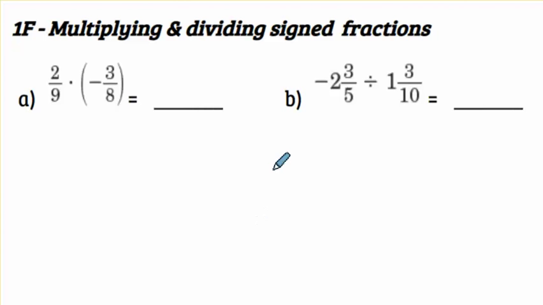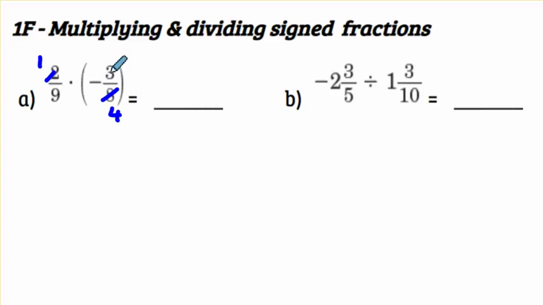Okay, multiplying and dividing fractions do not involve common denominators, but they do involve cross-simplifying if we can do it. So if we look at this one here, we see that the 2 on the top and the 8 on the bottom both have a common factor of 2. So 2 divided by 2 is going to be 1, and 8 divided by 2 is 4.